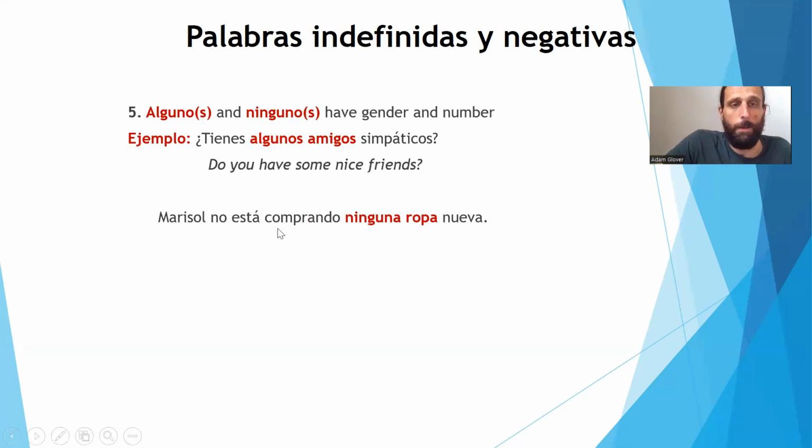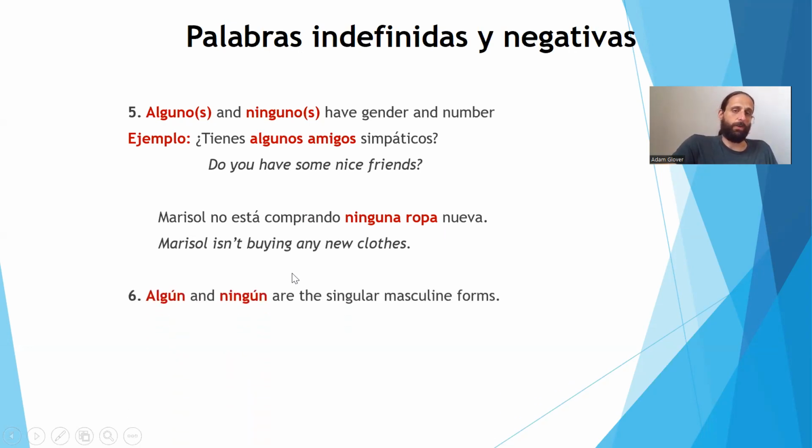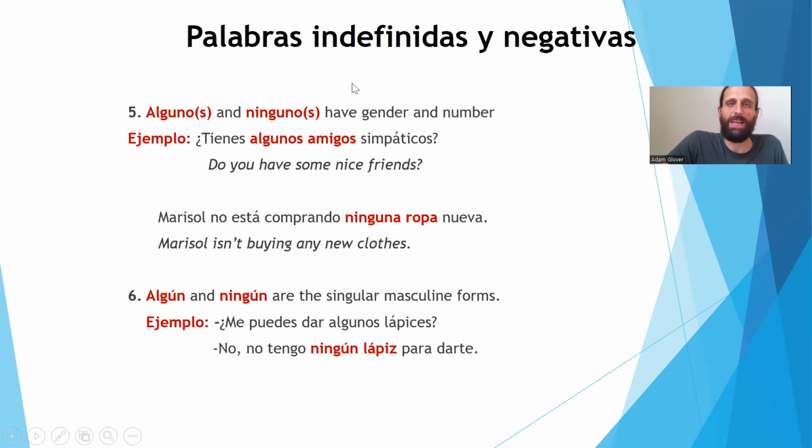Here's another example. Marisol no está comprando ninguna ropa. She's not buying any new clothes. So ninguna is feminine, singular, because ropa is feminine and singular. Algún and ningún are the singular masculine forms of these words. So for instance, if I say, ¿me puedes dar algunos lápices? No, no tengo ningún lápiz. So rather than ninguno lápiz, we say ningún lápiz.